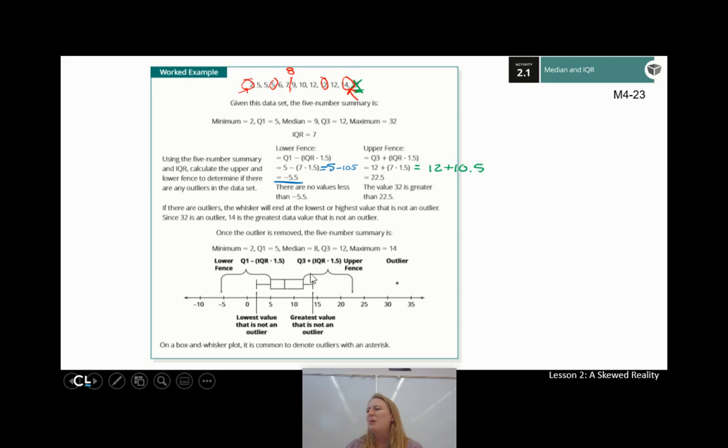So it shifted my box and whisker plot just a little bit. You can see my lower fence is down here, my upper fence is here, and that 32 is now just a little star. So in a box and whisker plot, it's common to denote your outlier with an asterisk, a little star out there. Sorry, 32. I'm telling you, that guy was weird.